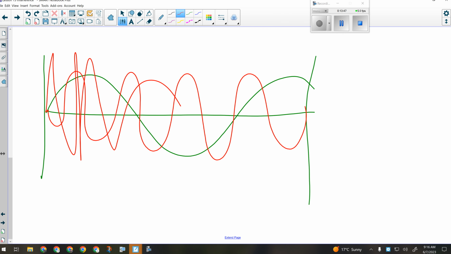So what happens if the wavelengths are the same? The wavelengths are the same. You'll get either a much stronger signal or a much weaker signal if they're out of phase. Okay. Depends whether they're in phase or out of phase.